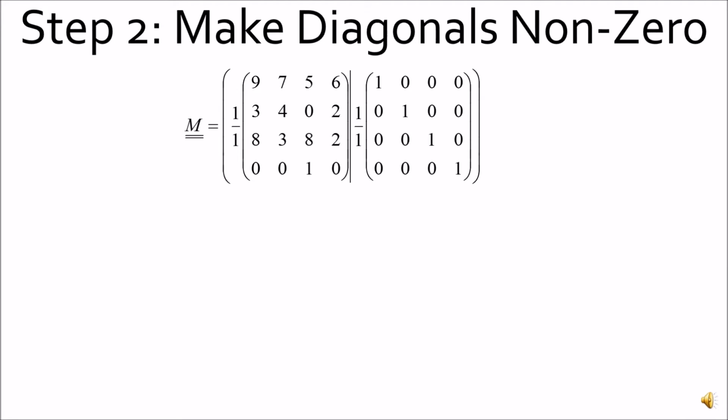Okay, so the second step is to go through the diagonal of our matrix on our left hand side and make sure that every element is non-zero. So what we do, we just go through, we start on the top left, work our way down and check that each element is non-zero. So in the bottom right we have a 0, so we have to carry out a row operation to remedy that.